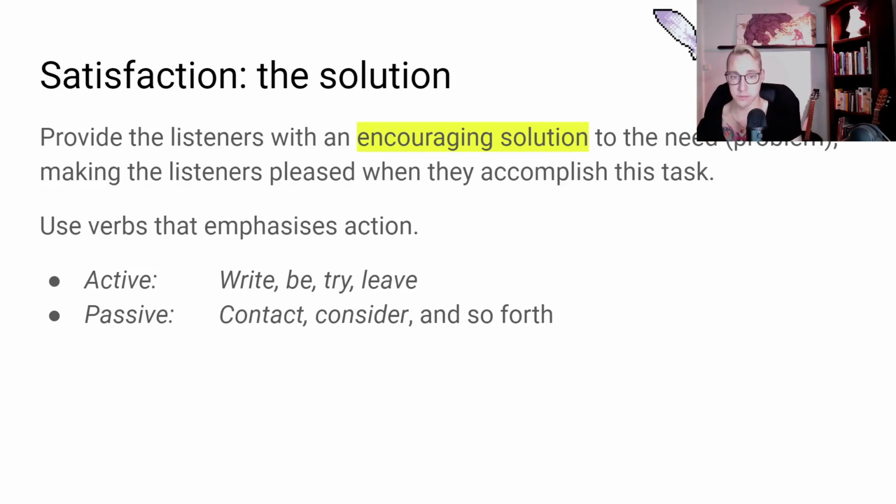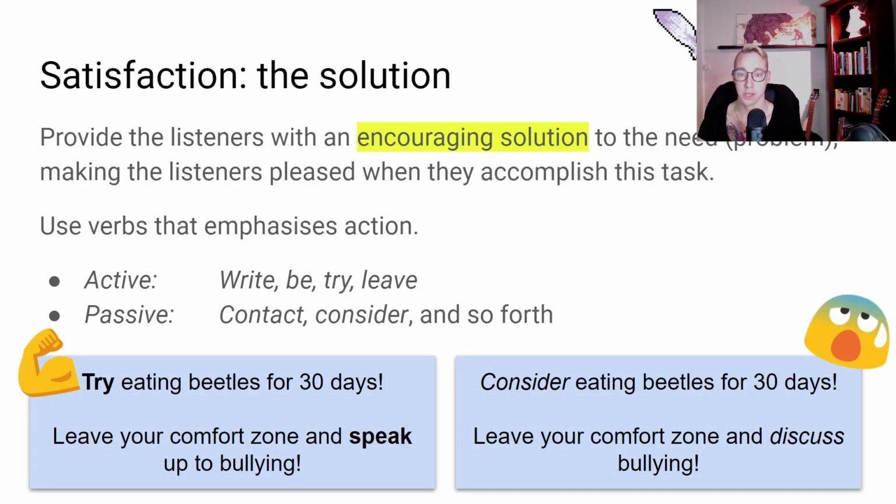These are more passive, and let me show you an example that will try to exemplify this. Let's look at the left side. These are what I would argue to be more active satisfaction steps. Try eating beetles for 30 days. Or you could even say, eat beetles for 30 days. That could be also a good one. Although in this case we use try simply because it connects to the theme I showed you previously.